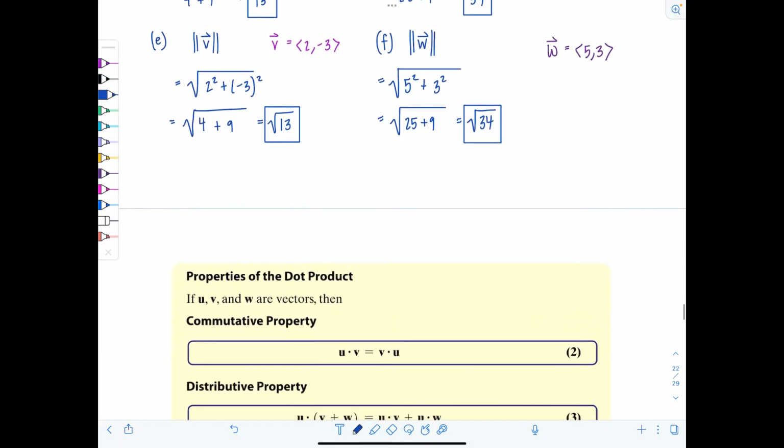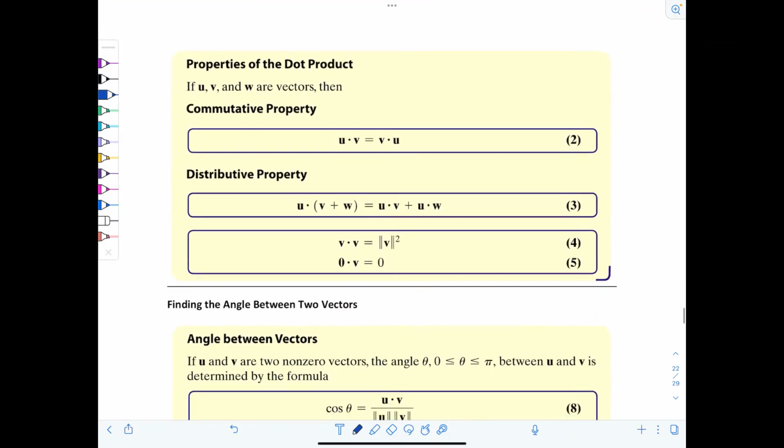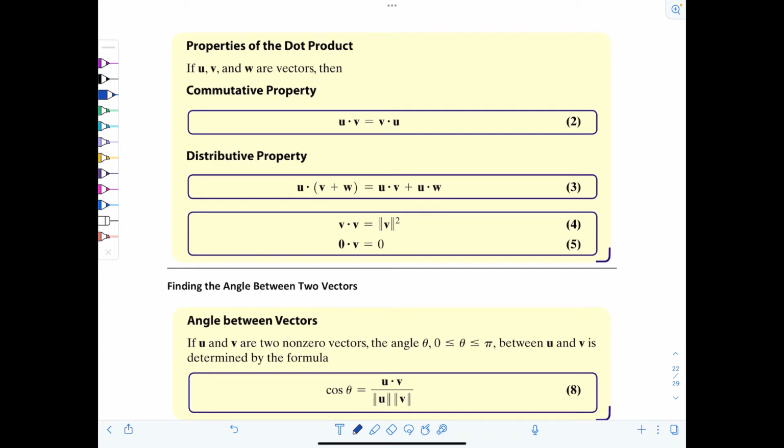So here we go, people. Properties of the dot product. If U, V, and W are vectors, then first, the commutative property. We already talked about this. U dotted with V is equal to V dotted with U. So the dot product is commutative. Later on, you might have to prove it. You can't prove it just by plugging in specific numbers. Math doesn't work that way.